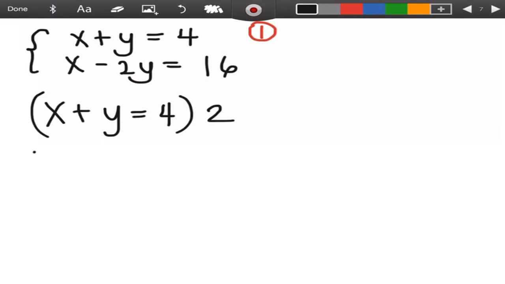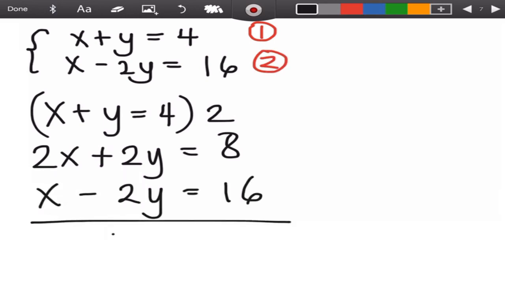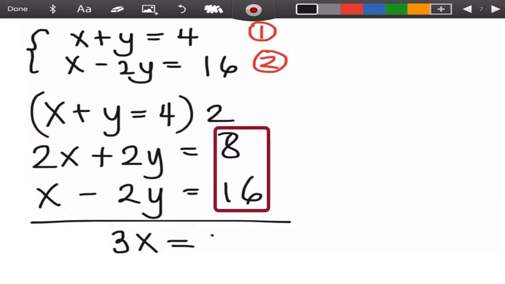We need to multiply the first equation by 2. So we will have 2 times x, that is 2x. 2 times y, that is 2y, equals 4 times 2, that is 8. And then copy equation number 2. Now we can cancel 2y minus 2y because it will become 0.